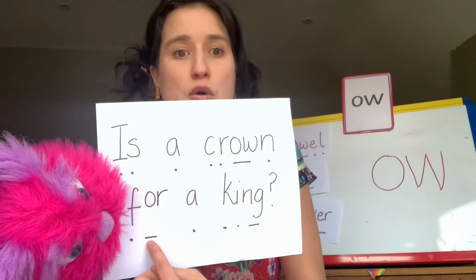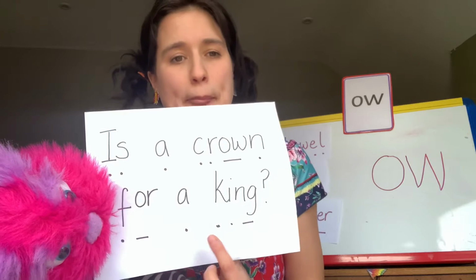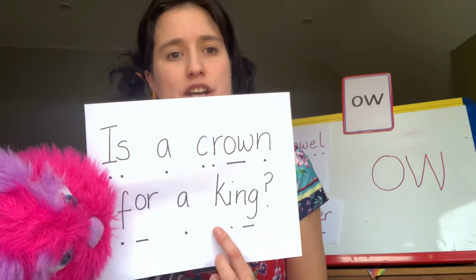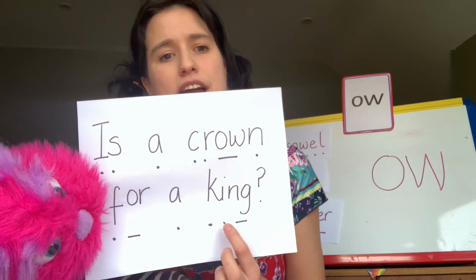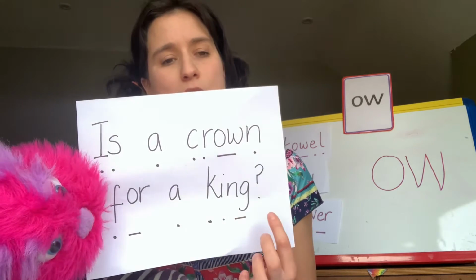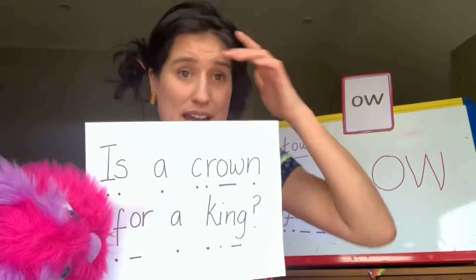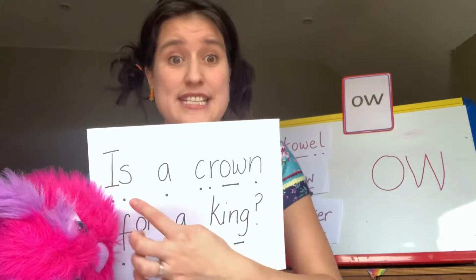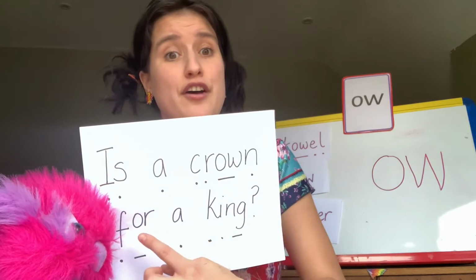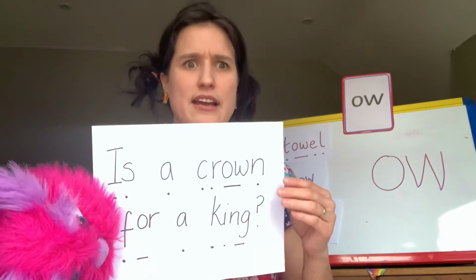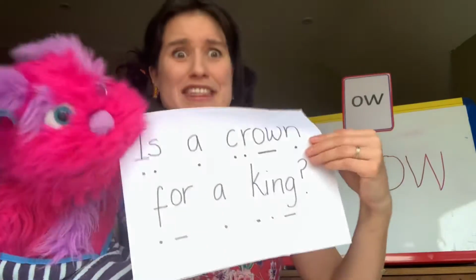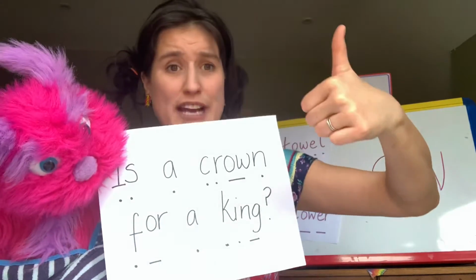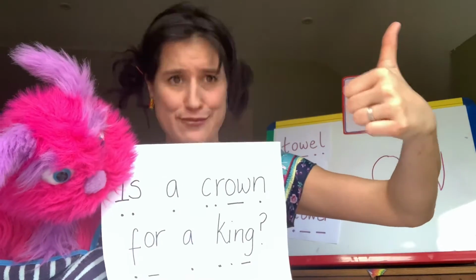Let's read these words here. Or, for, a, the last word, king. Now we've got to the end, so let's read it back again to remind ourselves what it actually says. Is a crown for a king? Definitely. I think that's a really easy question. Kings wear crowns, so yes, a crown is for a king.